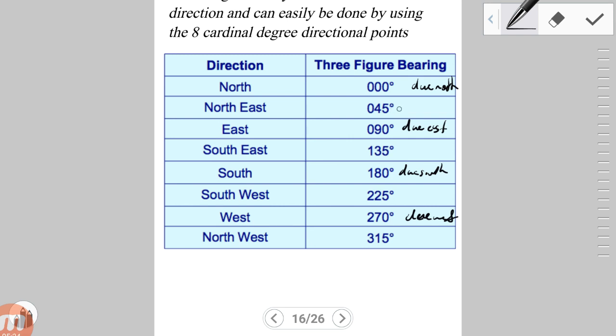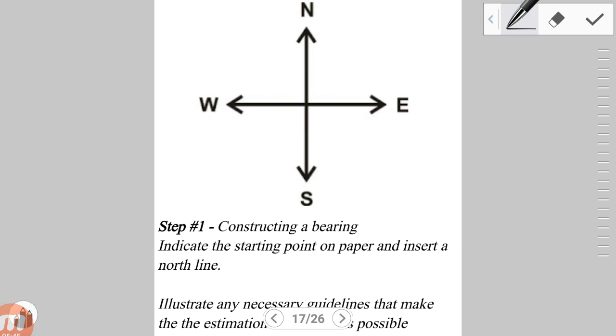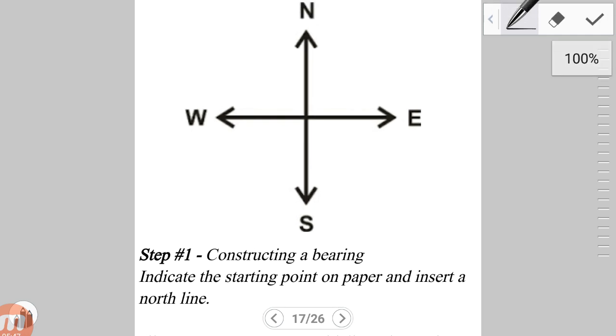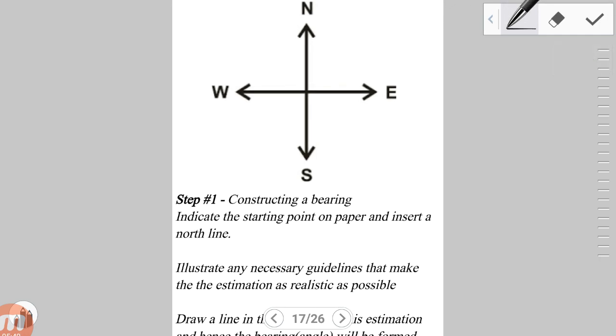All the other degrees are degrees that go exactly between the four. So 135 would have been between east and south, 225 would have been between south and west, 315 would have been between west and north. All right, and so basically these guidelines give us a very good idea of where the object may be traveling. Now here are our 8 cardinal points: north, west, east, and south.